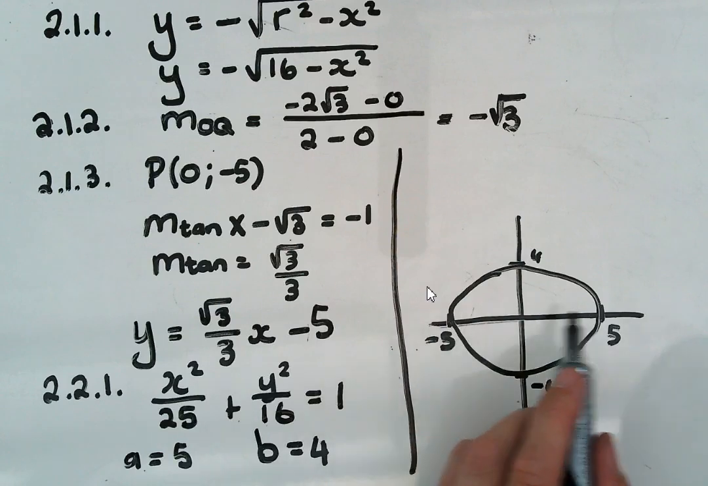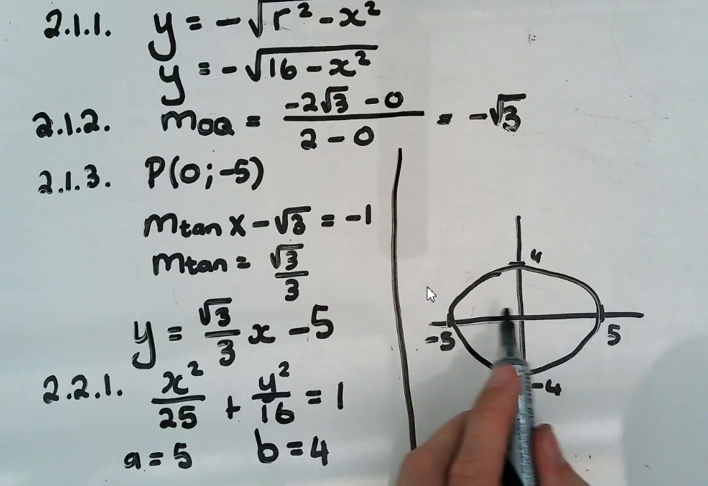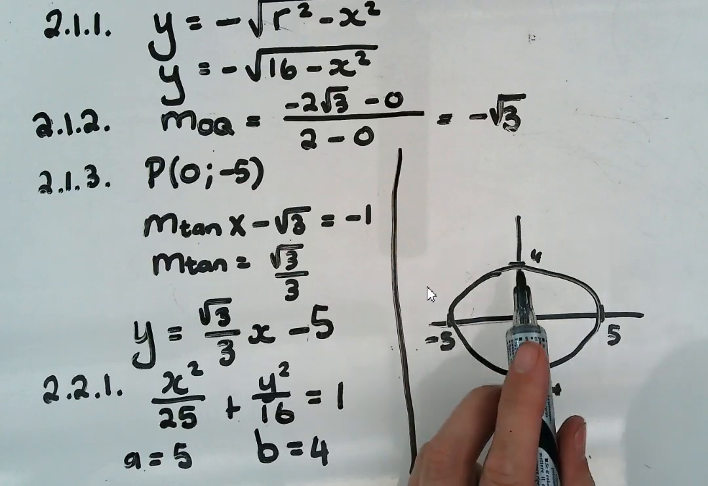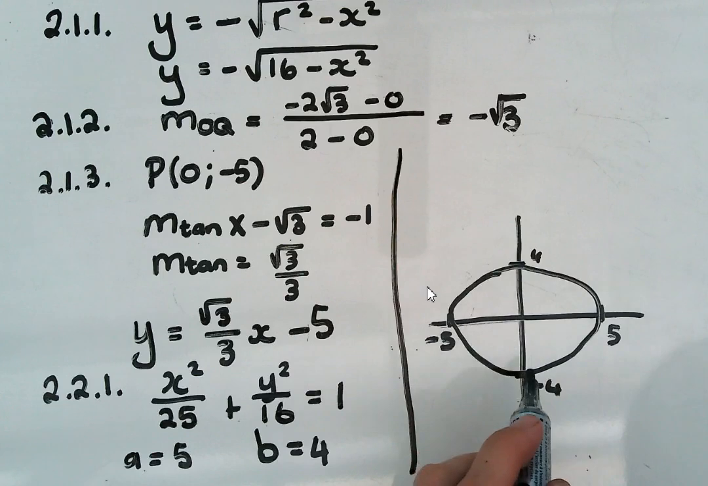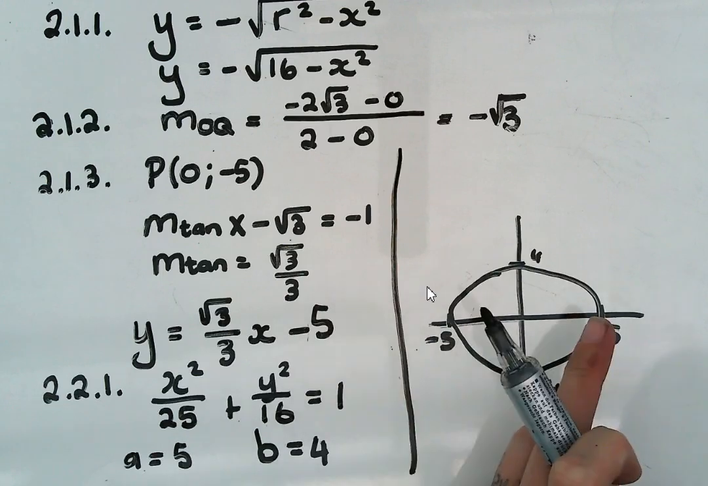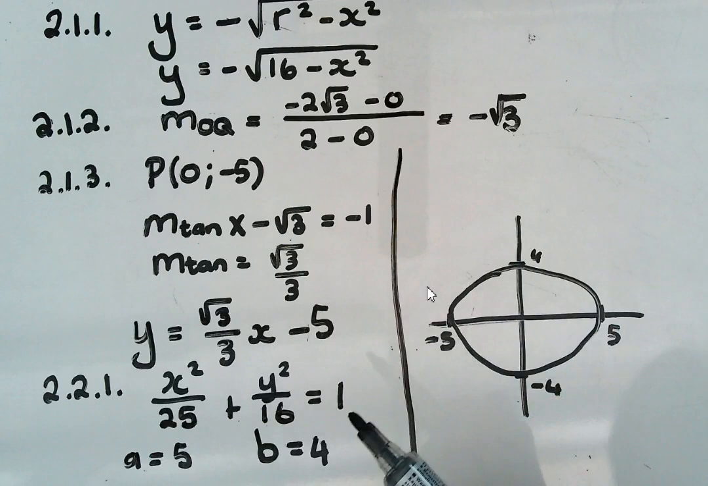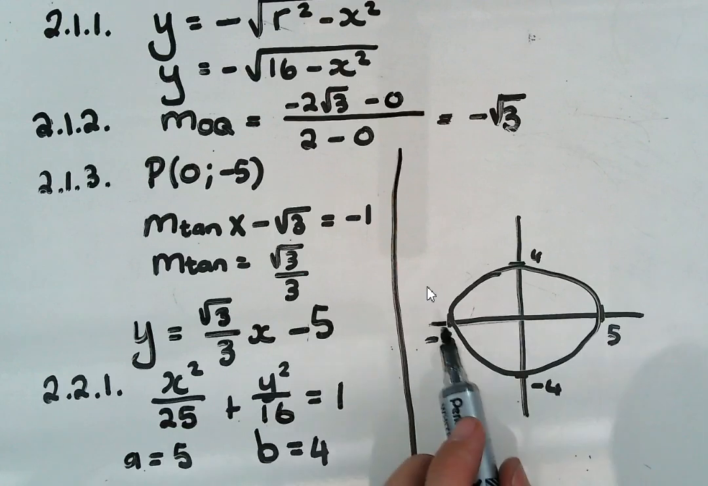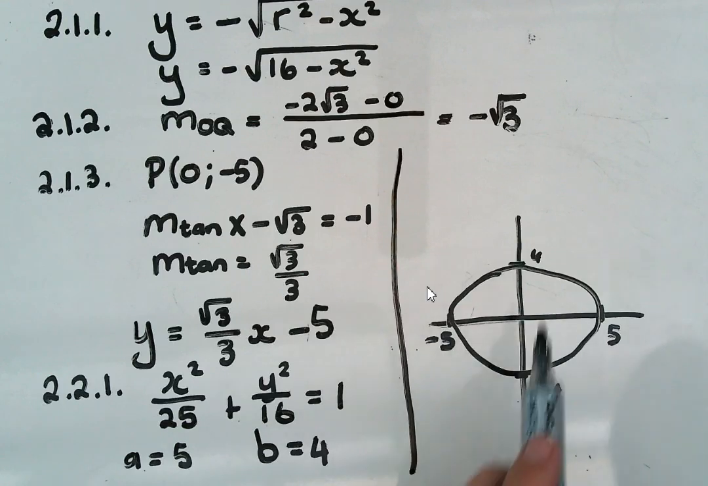This is the major axis, which is 10 units long. It's 5 and 5. And this is the minor axis, the short one, which is 4 and 4. It's 8. The major axis can be on x or on y. It's not a rule that it has to be x or it has to be y. The longer one of the two is the major axis, and the shorter one of the two is the minor axis.